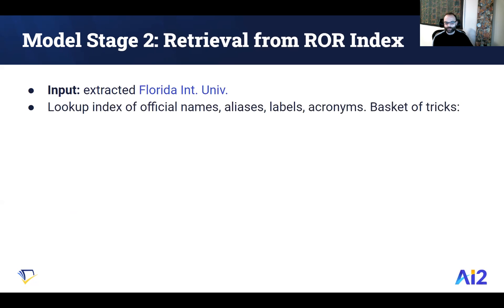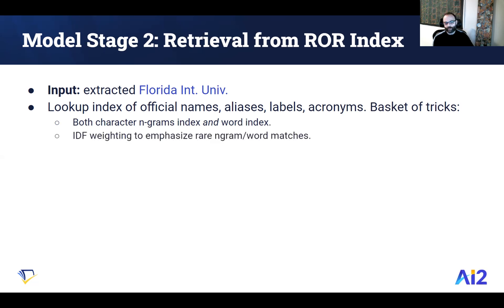We couldn't use off-the-shelf BM25 or something like that because it just didn't quite work. So I wrote my own, which is why it's slow, but it indexes the character n-grams and has a word index. We compute the inverse document frequency weighting to emphasize rare n-gram and word matches, and that's just computed over the ROR index itself. So we know what's rare because we have the ROR index.